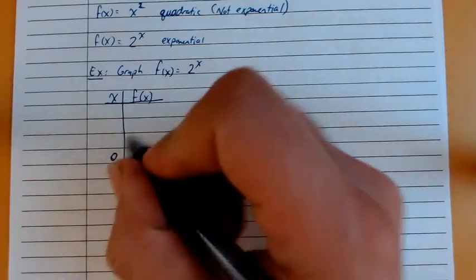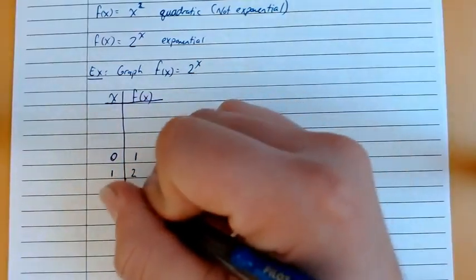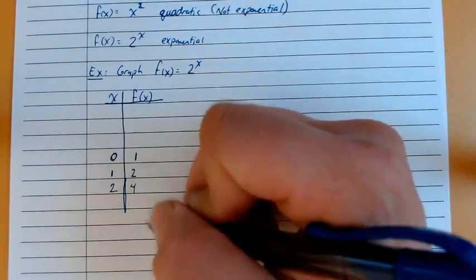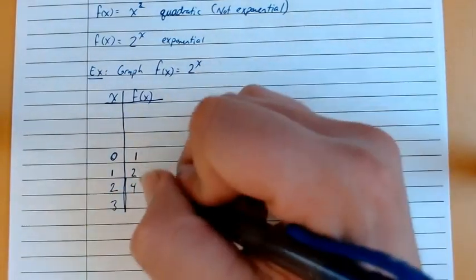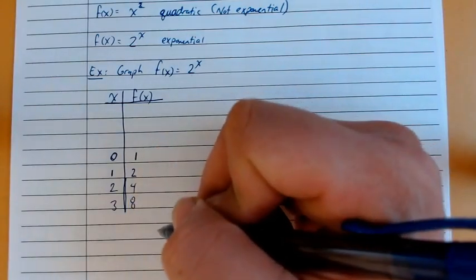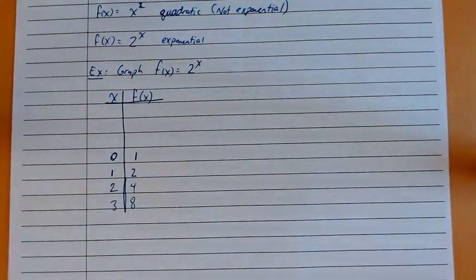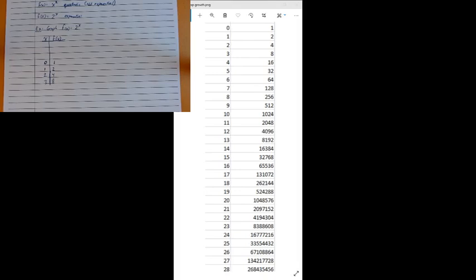Now let's see what happens when x is 1. 2 to the power 1, well, that's just the number 2. If I say x is 2, 2 to the power 2, well, that's 4. And if I say x is equal to 3, well, 2 to the power of 3, 2 times 2 times 2, that's going to give us 8. Oh, those numbers look familiar. 0, 1, 1, 2, 2, 4, 3, 8. Those were exactly what we had in our example with the coins. You have 0, 1, 1, 2, 2, 4, 3, 8.